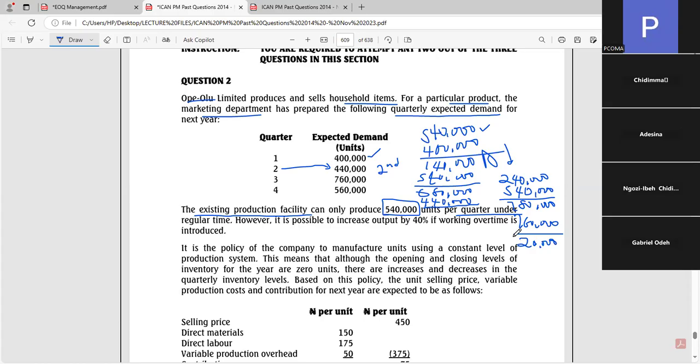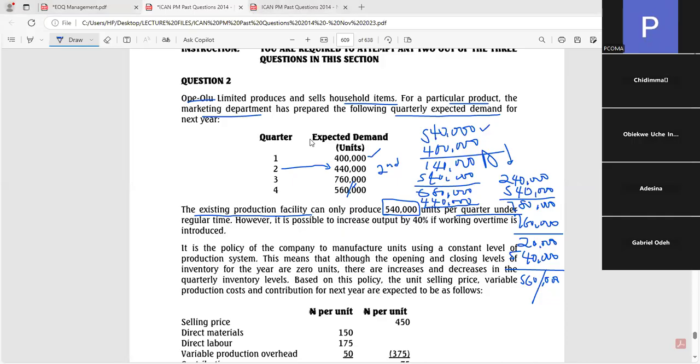Now in the fourth quarter, what will this 20,000 be? It becomes an opening stock. Once you produce again, how many will you produce? 540. Add it together. 560, 560,000. What's your demand for the fourth quarter? 560. Will you not cancel each other out? It's cancelled out. Yes, clap for yourself now. Do it this way.